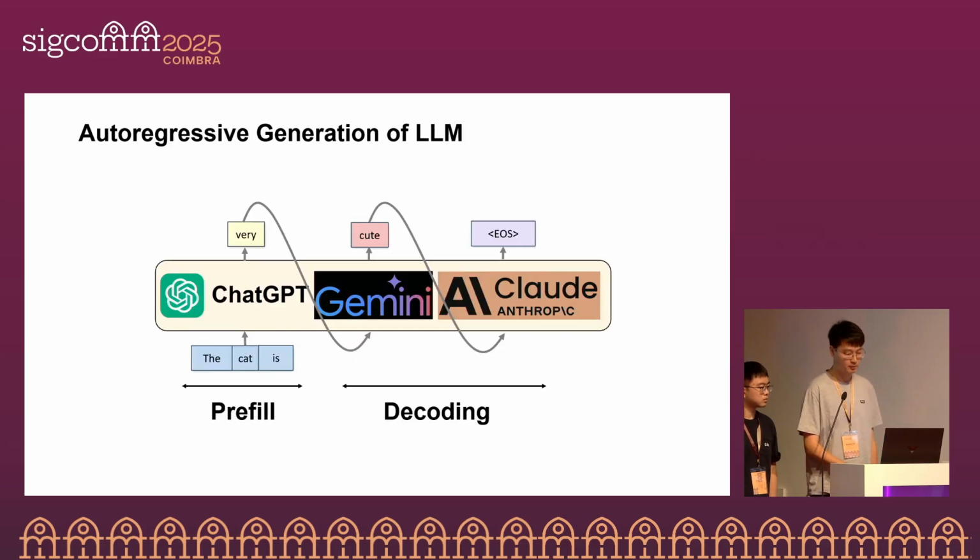Before diving into MOE inference, let's first review the phases of LLM inference. After receiving an input token sequence, the model first performs prefill. Here, it processes the whole sequence and stores the intermediate results, called the KV cache. In the subsequent multiple rounds of the decoding phase, the LLM reuses the KV cache to generate the next token one by one.